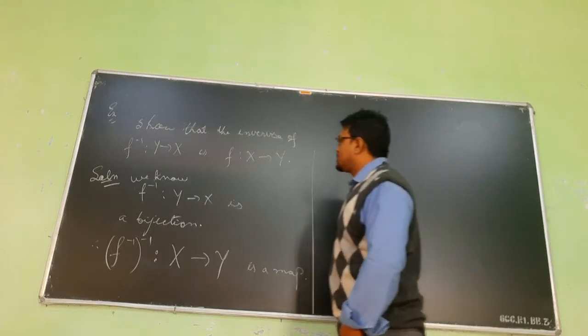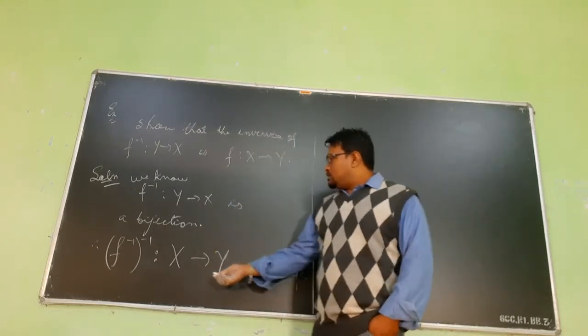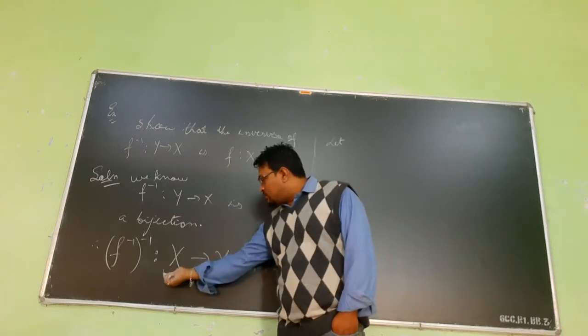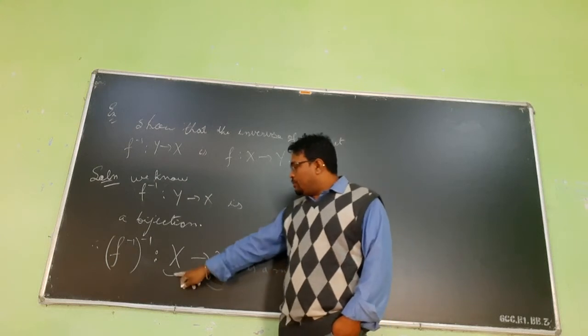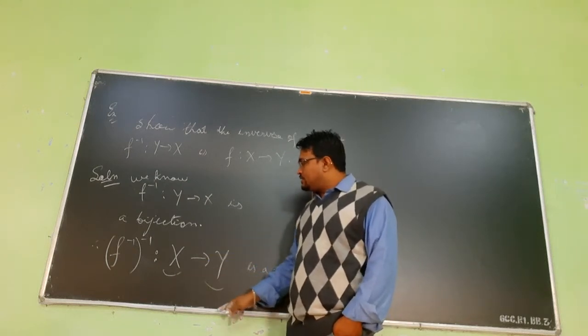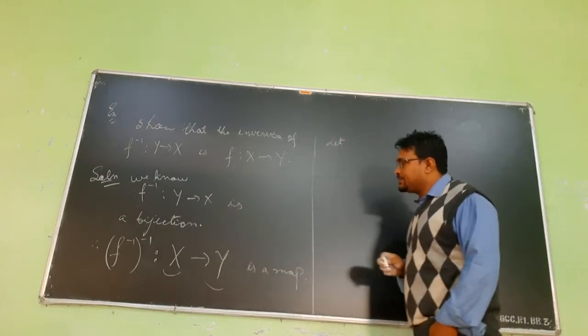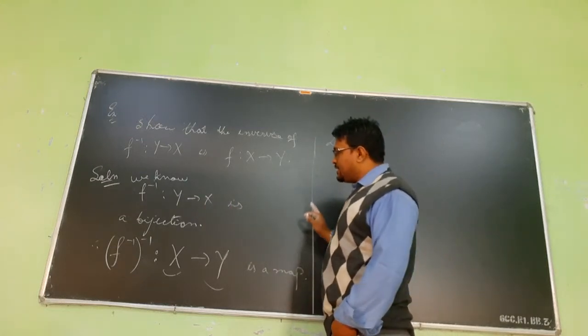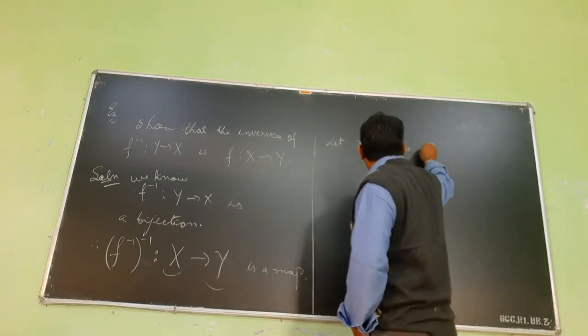So you start with an arbitrary element. What do I have to do? If these two functions are the same, their domain and codomain should be the same first. There are three conditions: domain should be the same, codomain should be the same, and the value of the function at each element should be the same. Here the domain and codomain are the same, no problem. So let x belong to capital X, be any element.